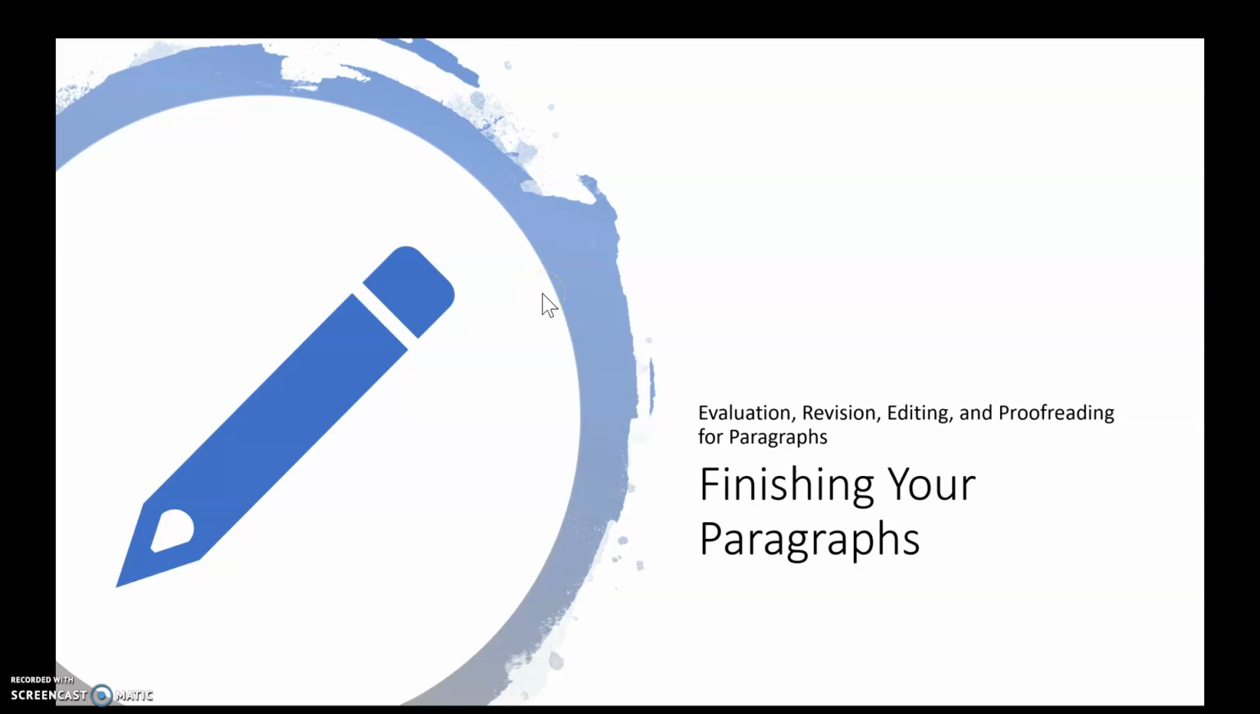Okay, so we're going to finish up the paragraphs by talking about how you finish your paragraphs. We're going to talk about the steps for revision, which are evaluation, revision, editing, and proofreading, and how these apply to the paragraphs that you've written, in particular, how they apply for the paragraph revision assignment that you have coming up.